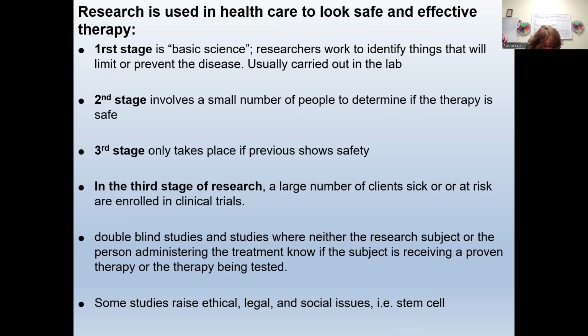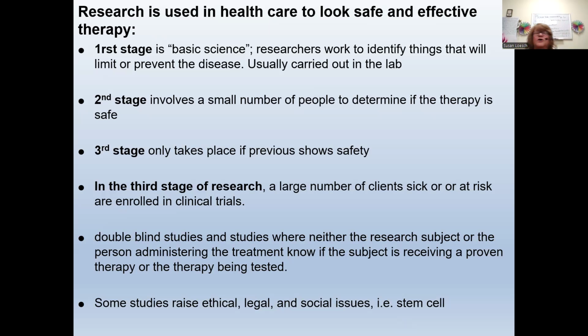The third stage only happens if the previous stage showed that it was safe. So once we did it on a small number of people, if that showed us it was safe, then we would move on to that third stage. And a lot of times that doesn't happen because the therapy they determine or whatever is not safe.